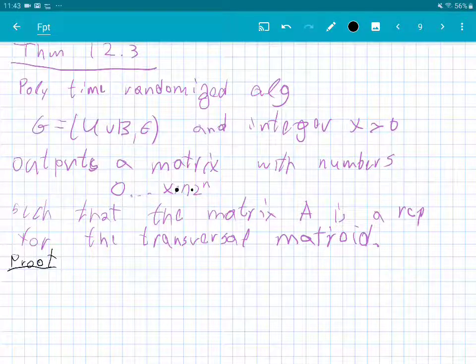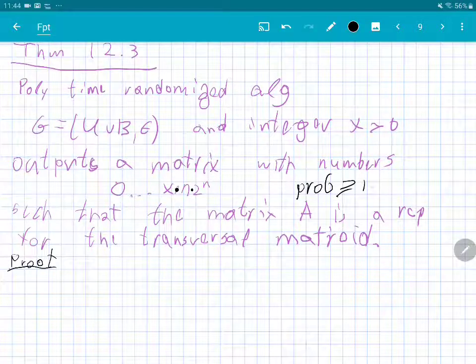This is a randomized algorithm. The probability of success is at least 1 minus 1 over x. So by choosing x large enough, you can make this probability arbitrarily large.